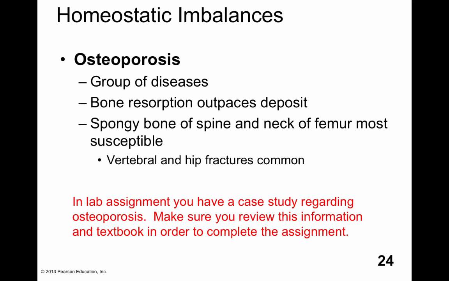And so when we have imbalances in our osseous tissue, it leads to a disorder called osteoporosis. And this disorder is essentially a group of diseases. Basically, what happens is resorption outpaces the deposit of bone. Spongy bone of the spine and the neck of the femur are the most susceptible. That's the reason why in the elderly, you'll see vertebral and hip fractures that are the most common.